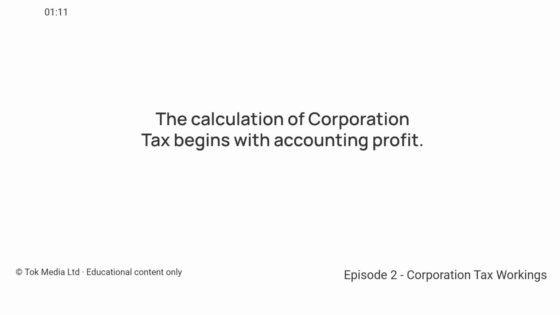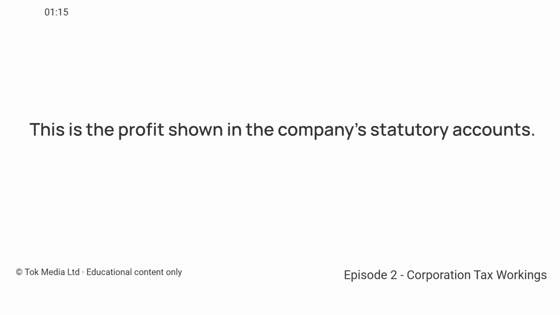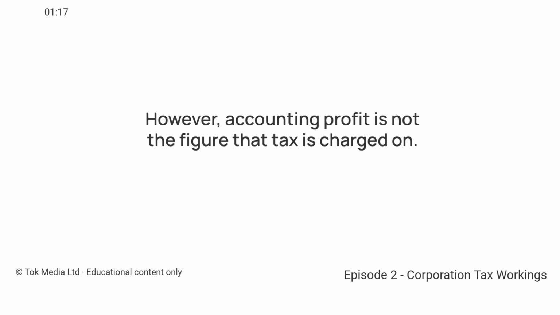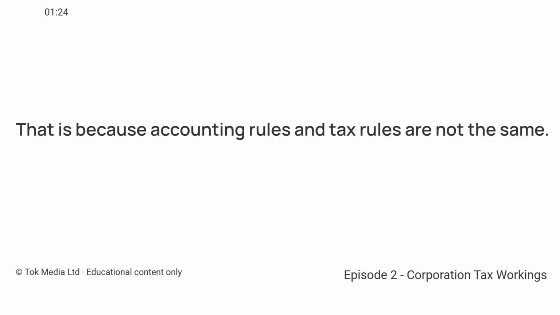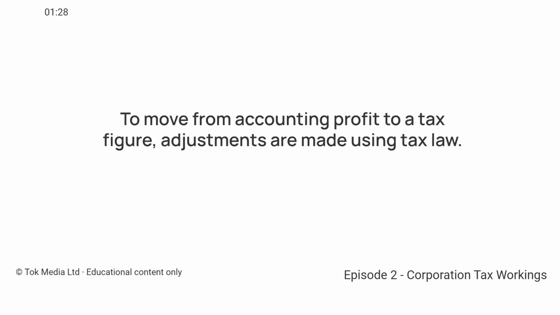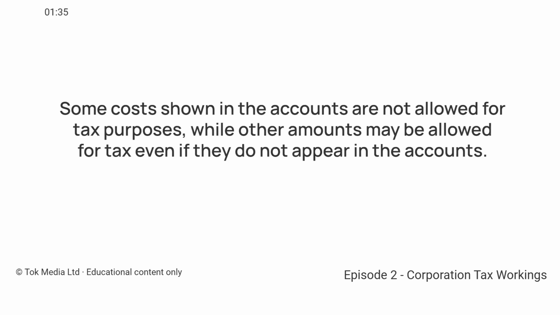The calculation of corporation tax begins with accounting profit. This is the profit shown in the company's statutory accounts. However, accounting profit is not the figure that tax is charged on. That is because accounting rules and tax rules are not the same. To move from accounting profit to a tax figure, adjustments are made using tax law. Some costs shown in the accounts are not allowed for tax purposes, while other amounts may be allowed for tax even if they do not appear in the accounts.